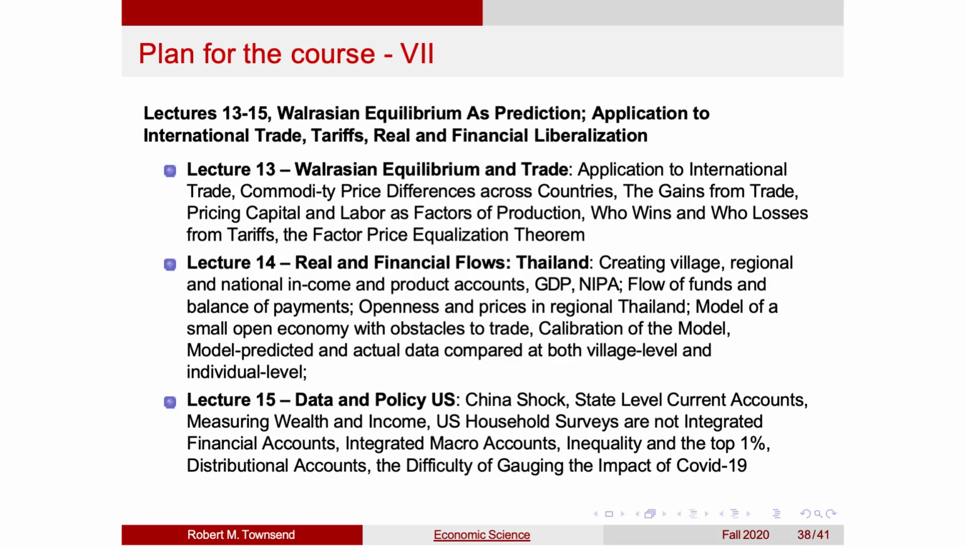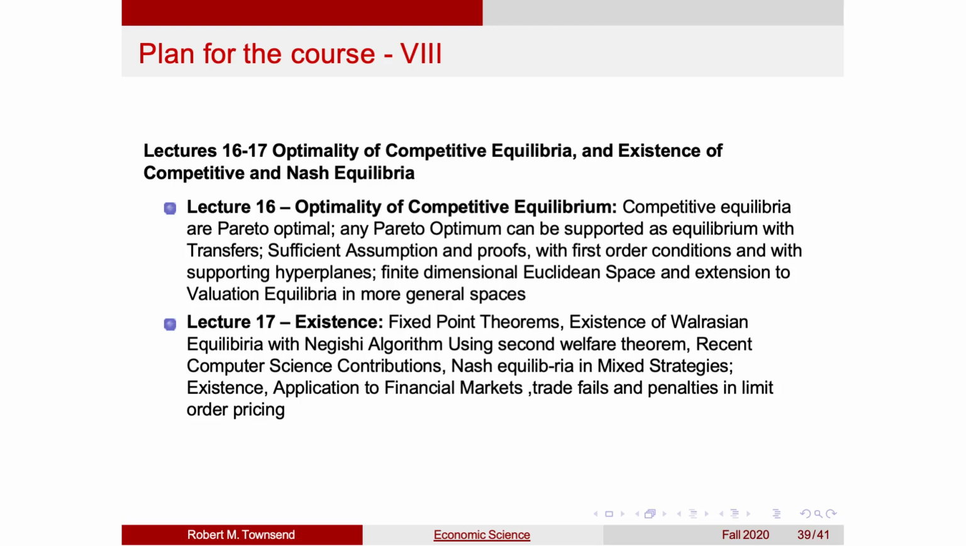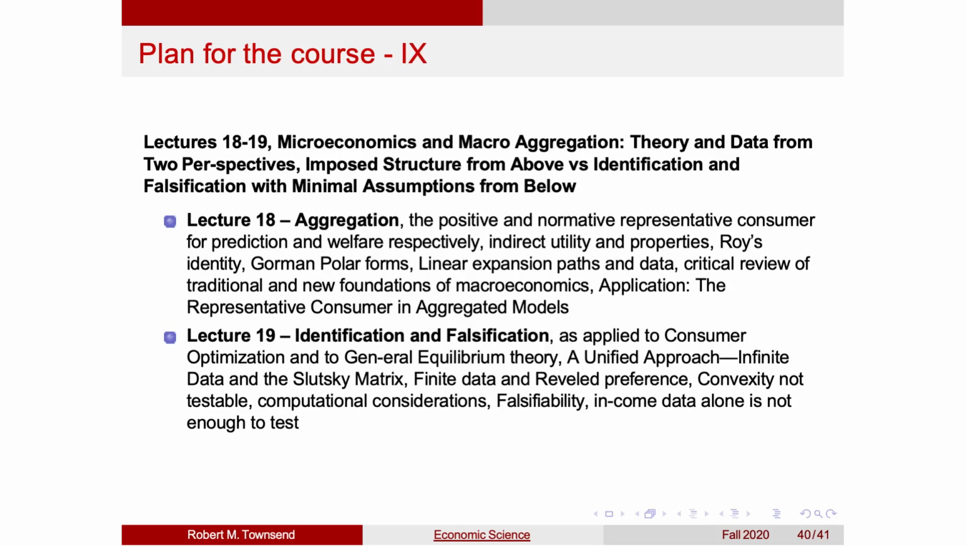Likewise, all this discussion about inequality, how much wealth the top 1% own, that's much less securely measured than you might imagine, and we'll go into the reasons why. And we have optimality of competitive equilibria and existence. We have theorems, existence of competitive equilibria, existence of Nash equilibria. For the Nash equilibria, we'll go to a model of US financial markets and try to analyze why we see trade fails where those repo contracts fail and whether penalties could or should have been in place to prevent those failures. I think I said enough about aggregation and identification already when I went through this the first time.